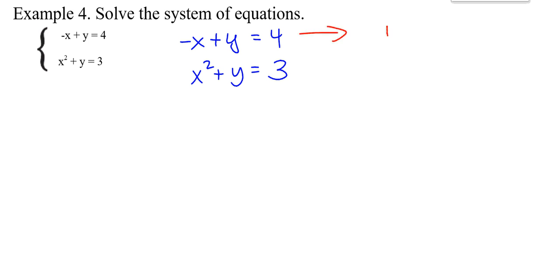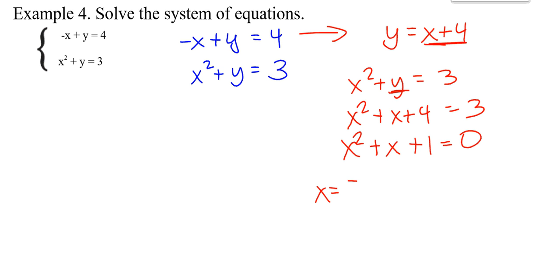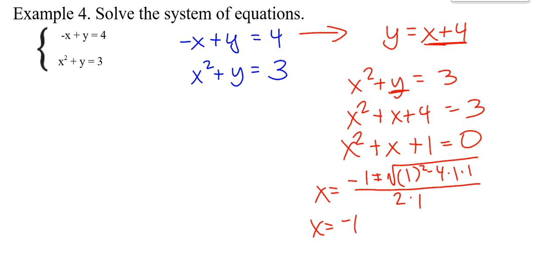So if I use that first equation, y equals x plus 4, and then x squared plus y equals 3. In place of that y, x squared plus x plus 4 equals 3. So x squared plus x plus 1 equals 0. And do we agree that did not factor, correct? And so what are you using? x equals negative b plus or minus the square root of b squared minus 4 times a times c all over 2 times a. What did you find?